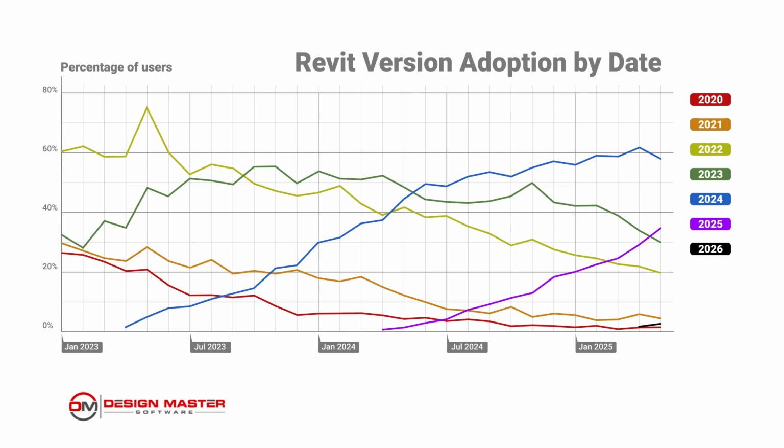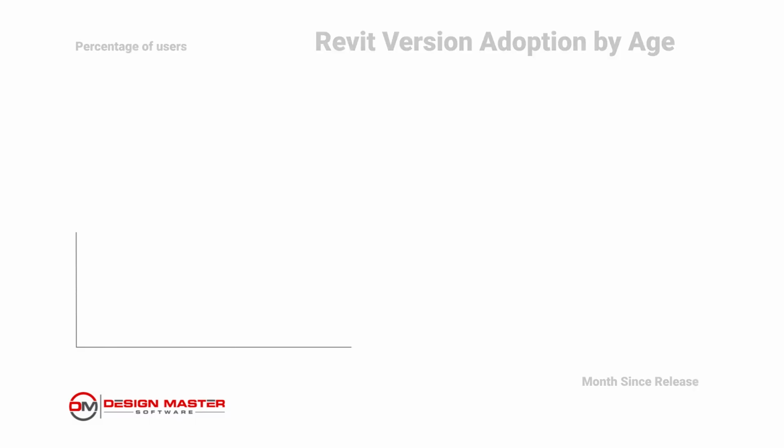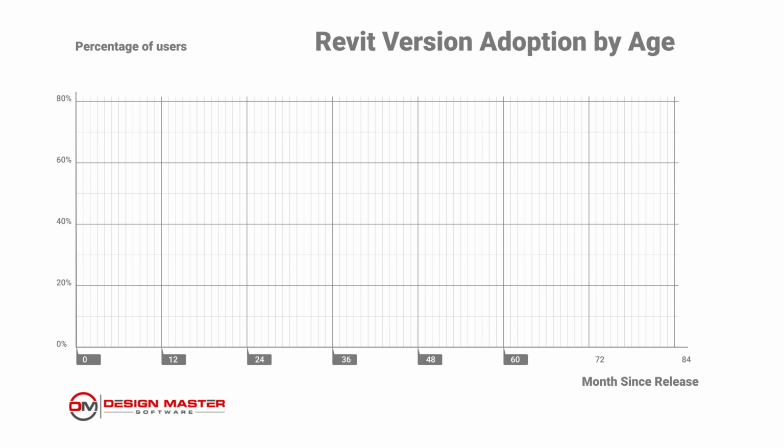That graph was looking at the adoption of each version of Revit at a specific point in time. Let's flip that graph just a little bit, and let's look at the adoption of each version of Revit since it was released. So now instead of a specific month on the x-axis, we have months since release. We can again start with Revit 2020, and since we only have data from 2023, we have the tail end of its life cycle, and you can see that its usage is obviously falling off.